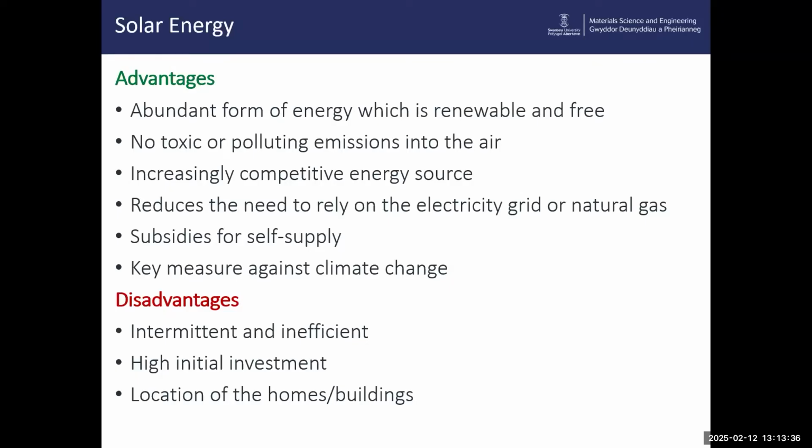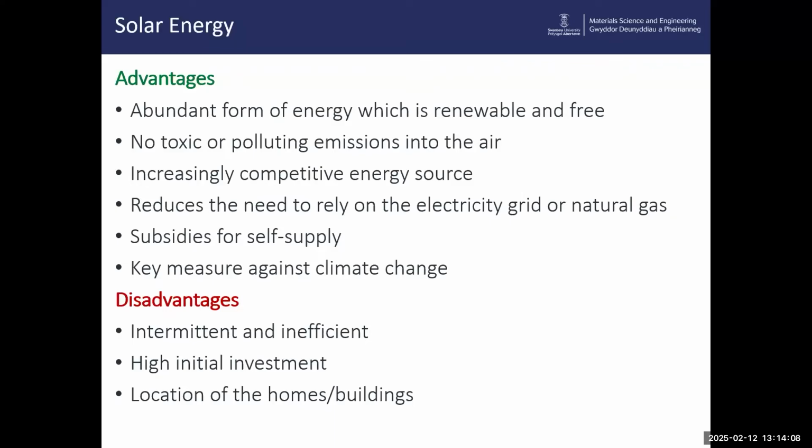And even though the UK, unlike sunnier countries, has fewer days of full sun, we are still able to harness the sun's energy, and solar power is the third most generated renewable energy in the UK after wind and biomass. And it is estimated that around 900,000 to 1 million homes have solar panels in the UK.